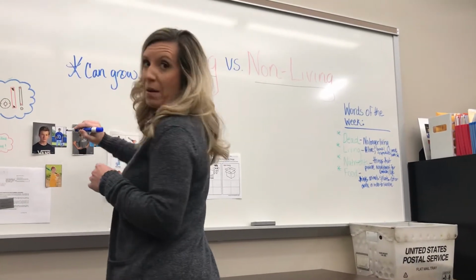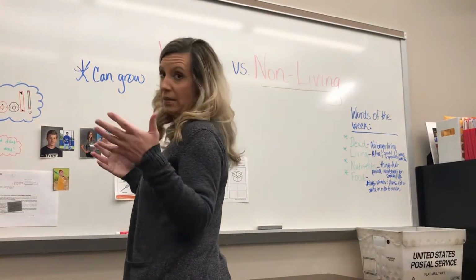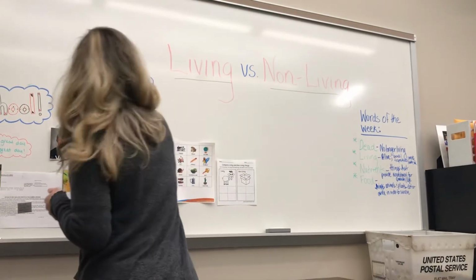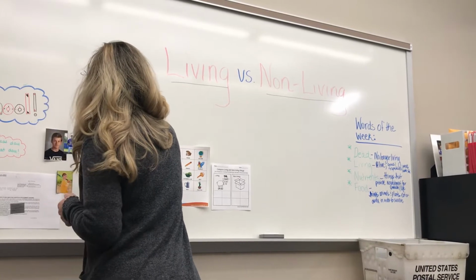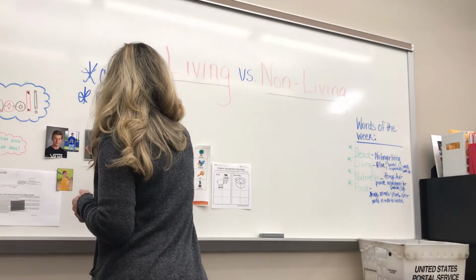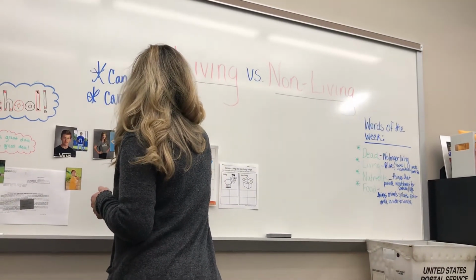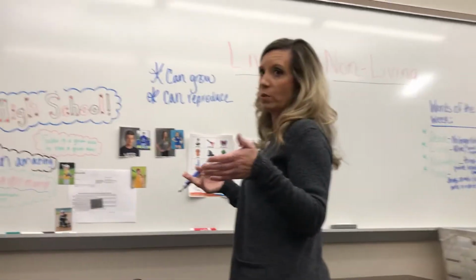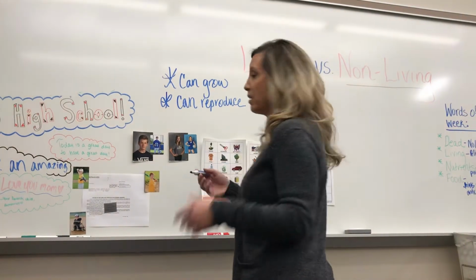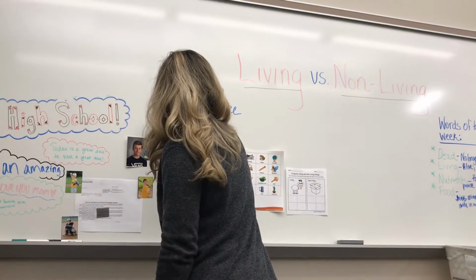Living things can make more of themselves, which is also called reproducing. So living things can reproduce or make more of themselves. And the other thing that we need to ask ourselves when deciding if something is living or non-living is if they need food and water to survive.